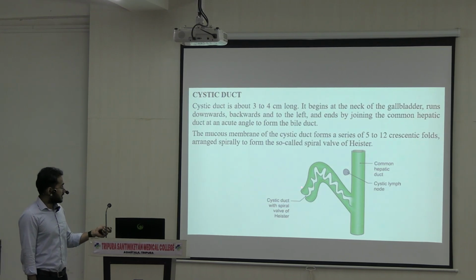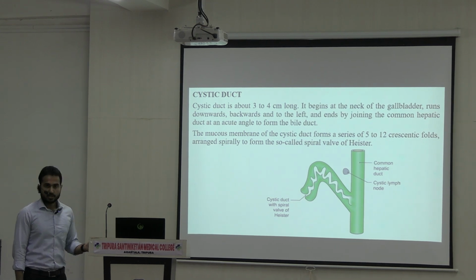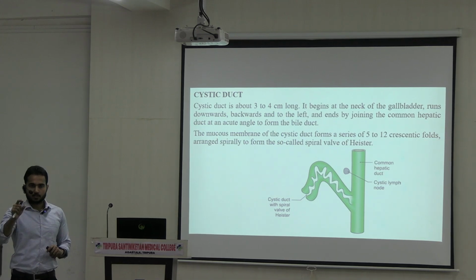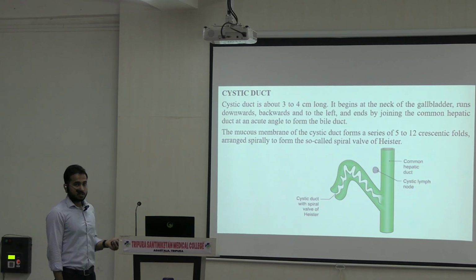Okay, so here you can see the cystic duct with spiral valve. So see, this is how the appearance. That means if you take the cystic duct and take an LS of the cystic duct, then this will be the appearance. Cystic duct is about 3 to 4 centimeter.